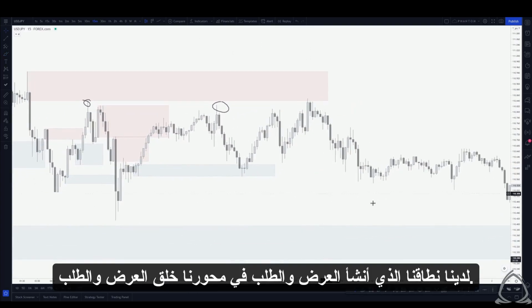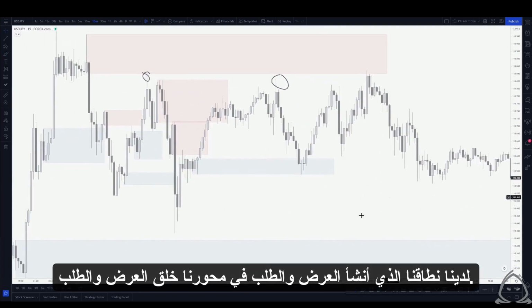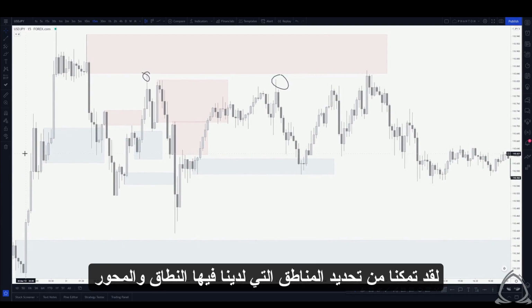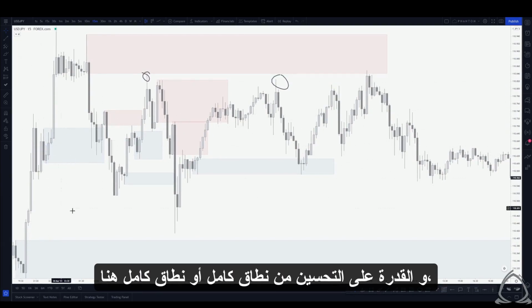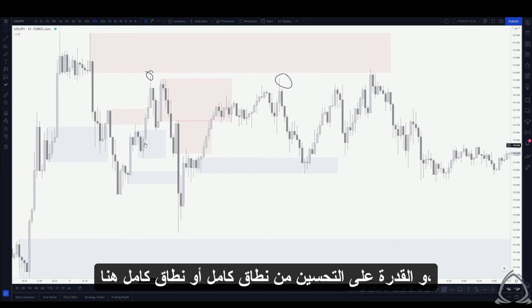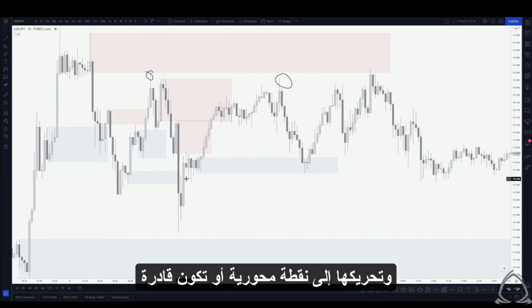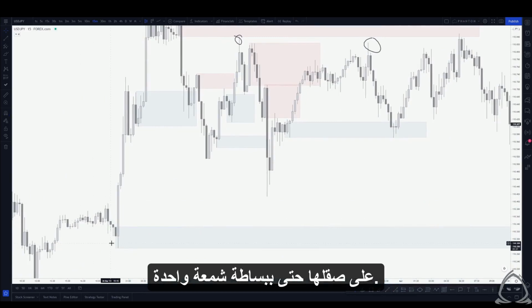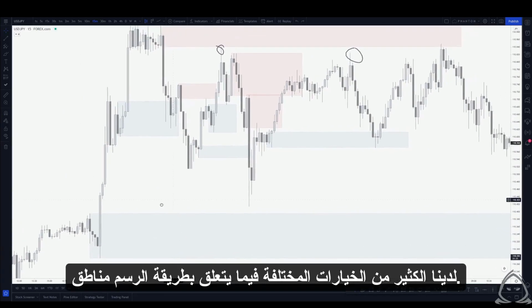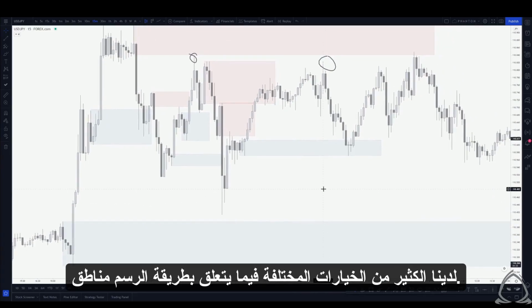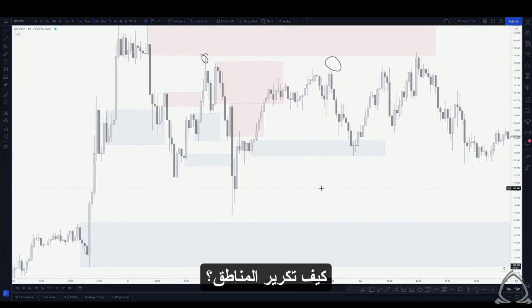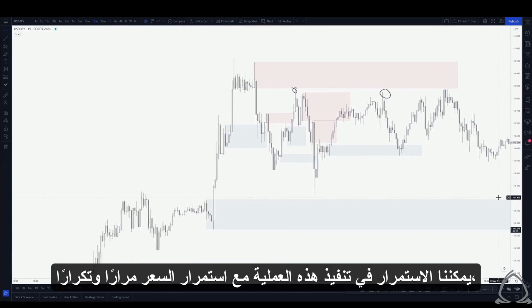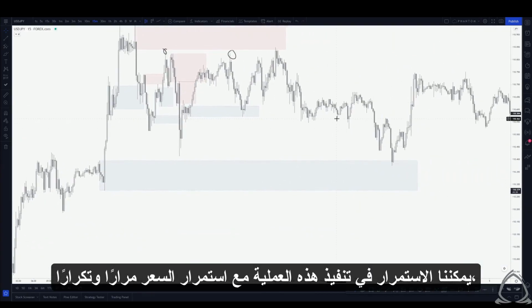So again, we have our range created supply and demand and our pivot created supply and demand. We've been able to identify areas where we have range and pivot, and being able to refine from a full-on range and move it down to a pivot, or refine down to even simply one candle. We have a lot of different options in terms of how we're drawing zones, how we're refining zones, and we can keep running through this process as price goes on.